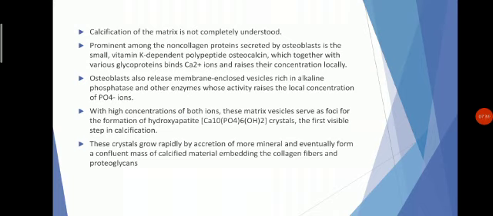Osteoblasts also release membrane-enclosed vesicles rich in alkaline phosphatase and other enzymes whose activity raises the local concentration of phosphate ions. With high concentration of both ions, these matrix vesicles serve as foci for the formation of hydroxyapatite crystals, the first visible step in calcification. These crystals grow rapidly by accretion of more mineral and eventually form the confluent mass of calcified material embedding the collagen fibers and proteoglycans.